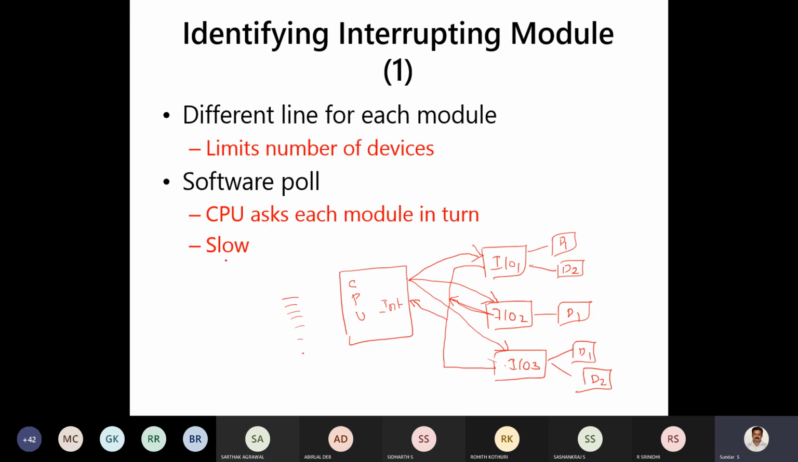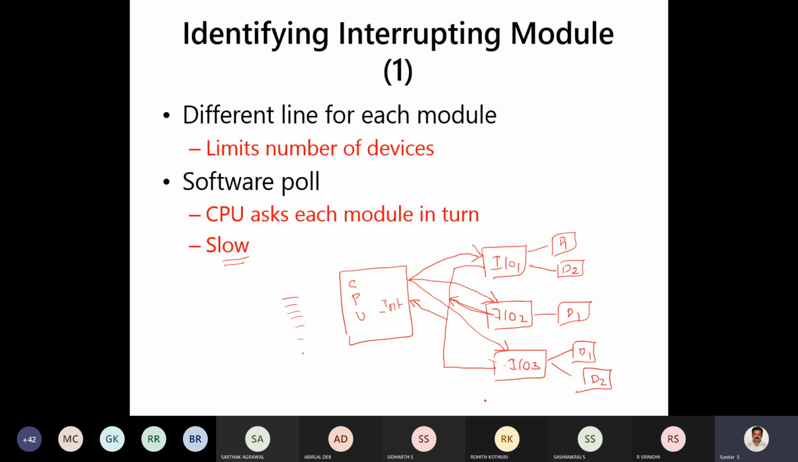But this kind of activity is very slow, because the CPU gets an interrupt because of this interface. Let us assume IO3 sent an interrupt signal to the CPU, but the CPU is not aware it is coming from IO3. So what will it do? It will check first IO1, then IO2, then IO3, then it will understand, yes, IO3 was the device which sent the interrupt, so it can engage with that. But it's a slow process.